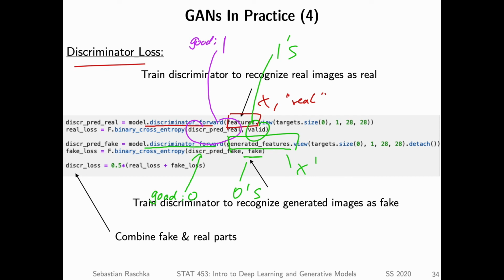And then for the loss, we can combine the 2 parts. So we have the real loss, which means the loss on the real images. And then the fake loss means the loss on the fake images. We can just add them up together, and we can optionally average them by multiplying by 1 over 2, or 0.5.